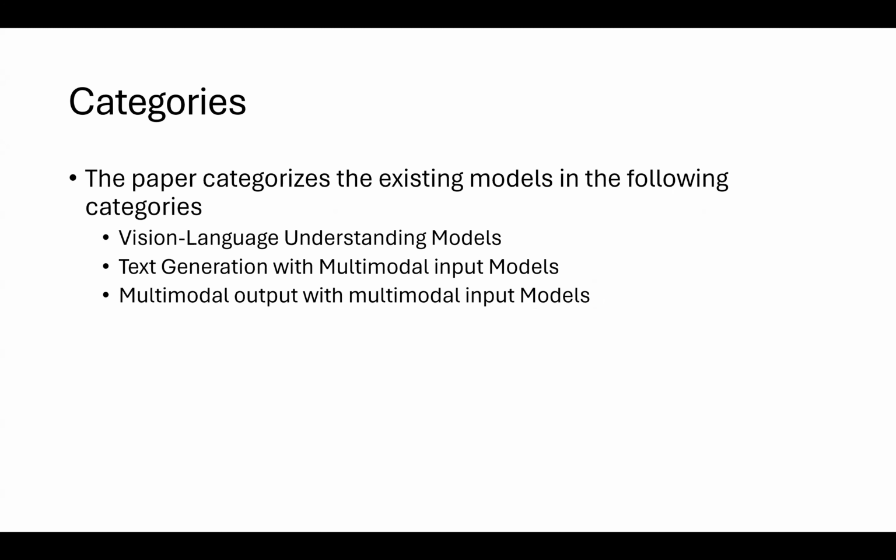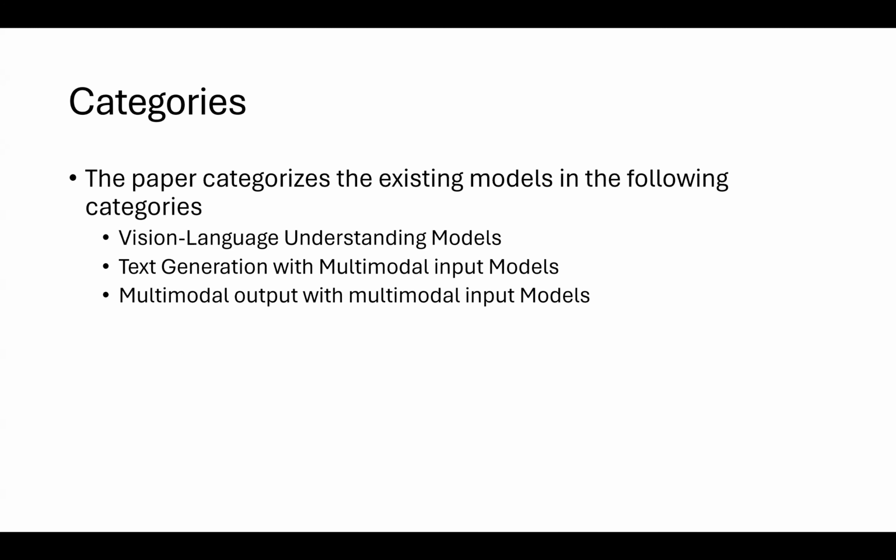Now, this paper categorizes models into three categories. First is vision language understanding models. These are models that are built from the ground up to understand images and language. Then you have text generation with multimodal input models. Here the image will be taken as an input, but the output will always be text. And the next is multimodal output with multimodal input. In this case, the input and the output can be of any form. So these are the three categories, and each category has a bunch of models in them.